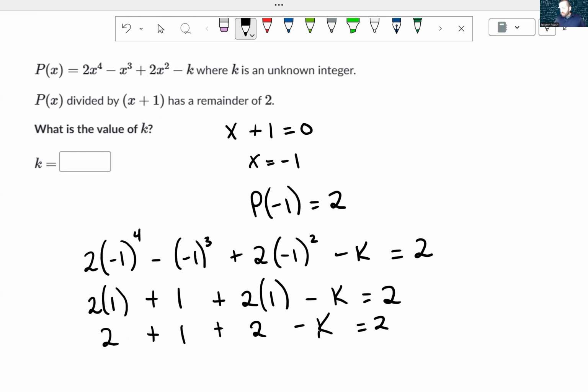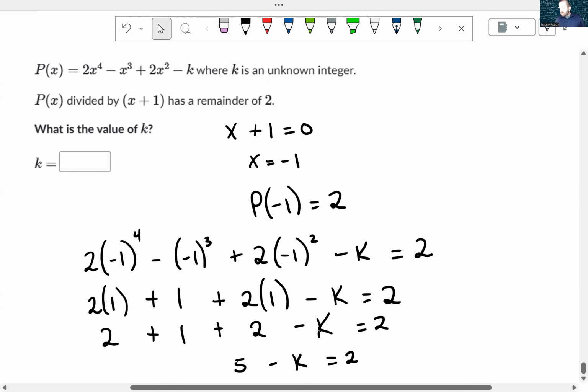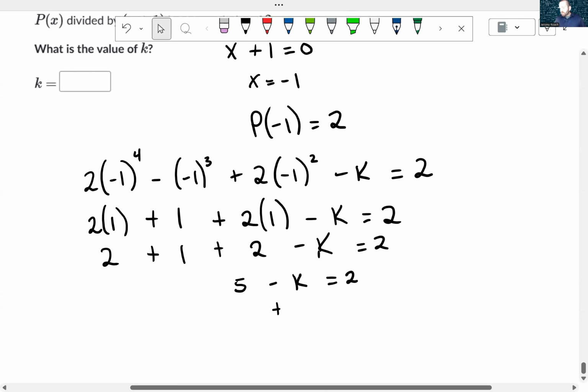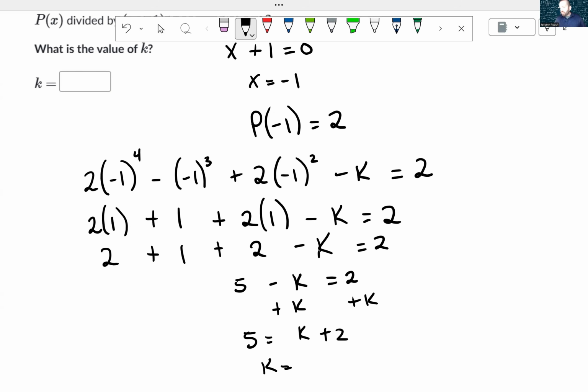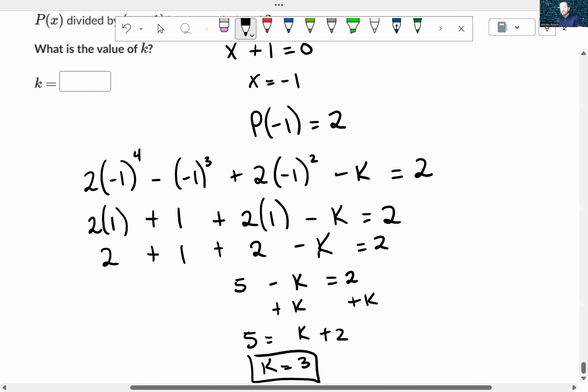Pretty simple from here. 5 minus k equals 2. Bring the k over. 5 equals k plus 2. K equals 3. So that's our missing value using the remainder theorem.